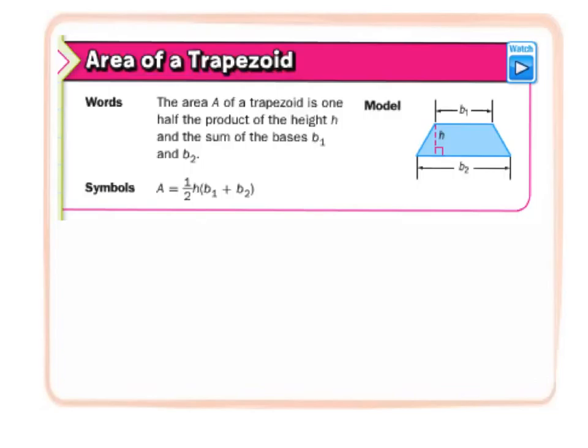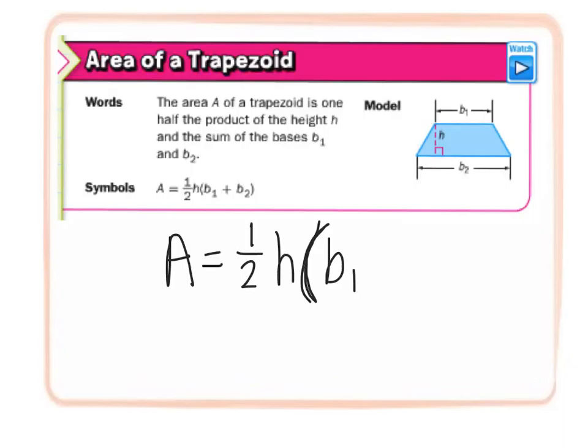So the area A of a trapezoid equals 1/2 of the product, so half. Product is the answer to a multiplication problem, so 1/2 times the height, and then you need to take that and multiply it by the sum of base 1 plus base 2. Okay, so that's the formula. You are going to want to write this formula down in order to help you figure out the area of a trapezoid.